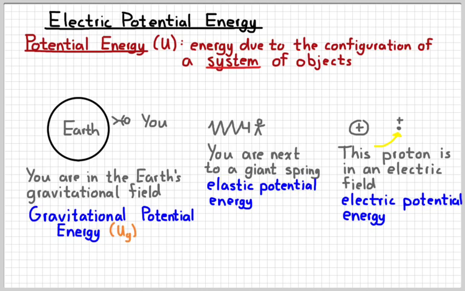So the symbol we give gravitational potential energy is U subscript G. Elastic potential energy, we typically do U subscript S, S for spring. And then electric potential energy, we typically do U with the subscript E. So all those things have potential energy due to their position.